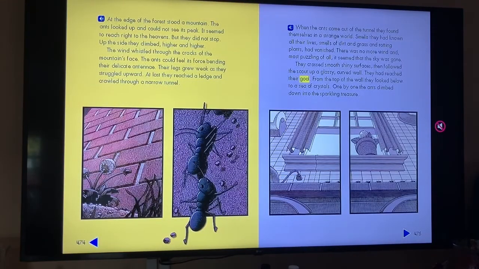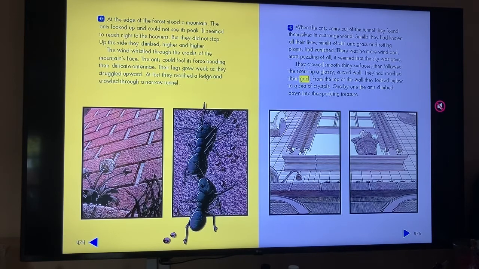At the edge of the forest stood a mountain. The ants looked up and could not see its peak. It seemed to reach right to the heavens, but they did not stop. Up the side they climbed higher and higher. The wind whistled through the cracks of the mountain's face. The ants could feel its force bending their delicate antennae. Their legs grew weak as they struggled upwards. At last they reached a ledge and crawled through a narrow tunnel.